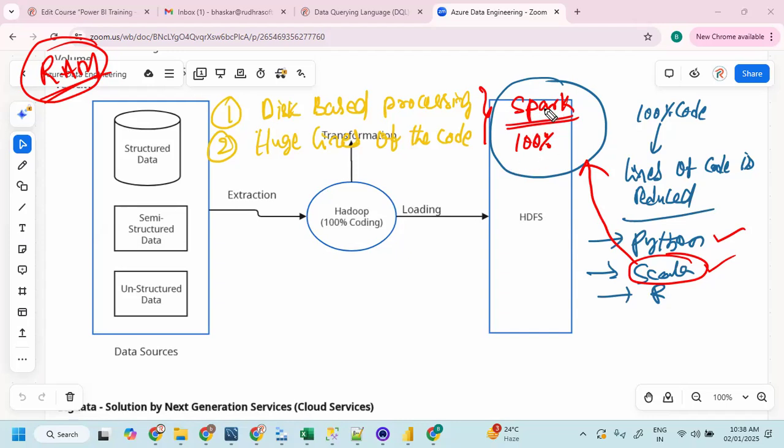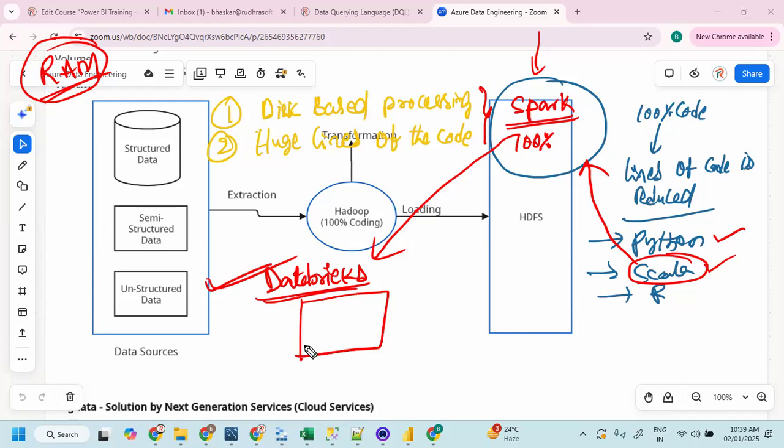Once this had happened, they didn't have a UI. So what happened is the UI also started. I'll give a little more detail at the time of Databricks. This is not the right time. So right after Spark, Databricks started. The founders of Spark are the Databricks owners. They started a company called Databricks, and they have given a user interface to the people.